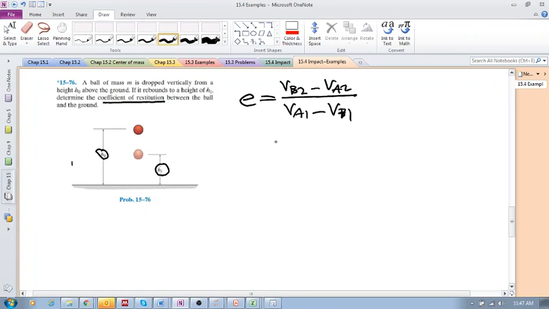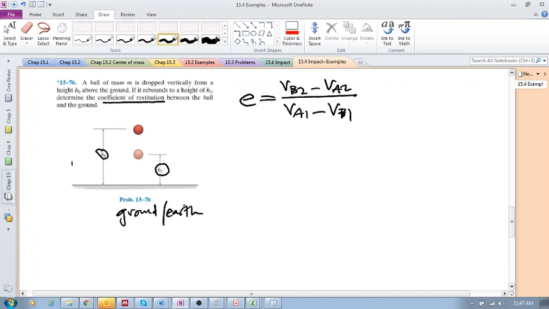Now, what does this mean? It means, first of all, we need two particles. We need particle A and particle B. We know that the one particle is the ball. That's easy to understand. What is the second particle? Well, the second particle is going to be the ground or the earth, right?